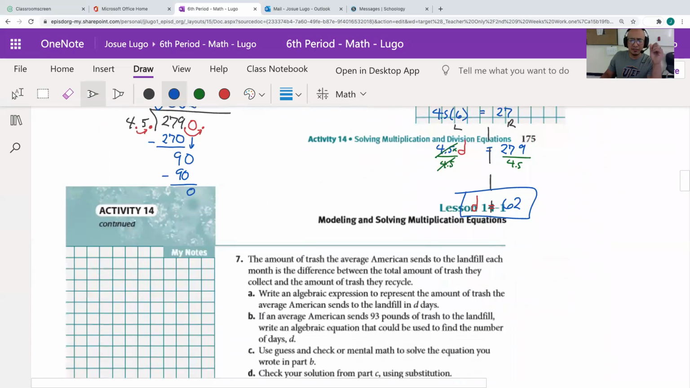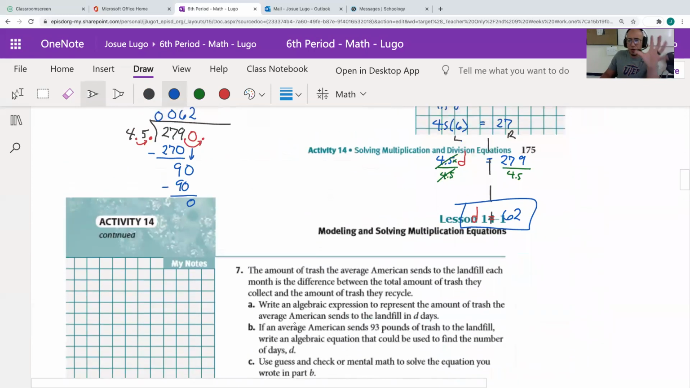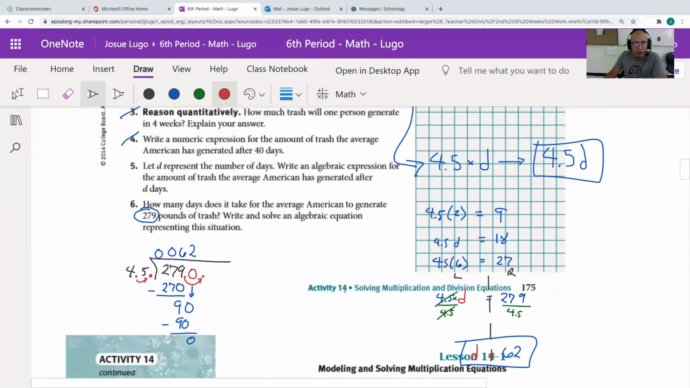Let us look at a slightly different scenario. Remember that 4.5 was the total amount of trash, meaning recyclables and non-recyclables, things that can be composted and things that could not. However, the things that cannot be recycled just go to the landfill. All right, so the amount of trash that the average American sends to the landfill each month.